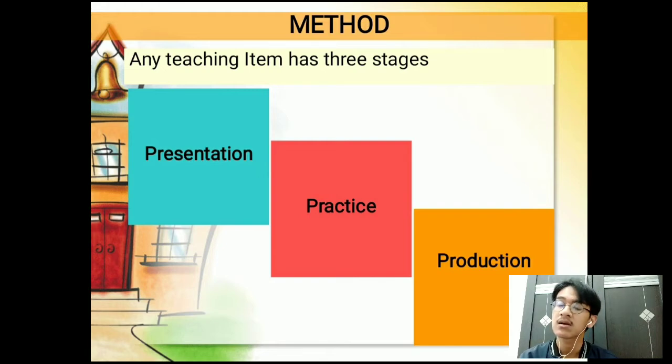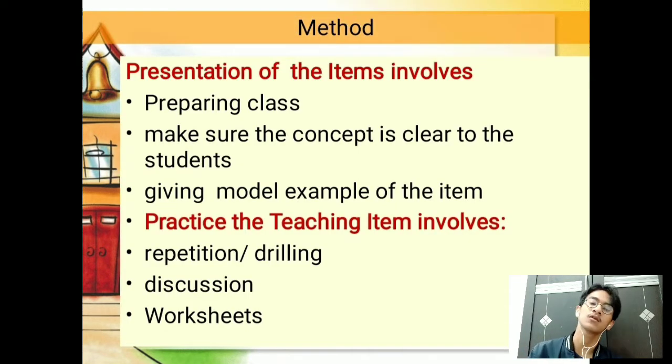And as you can see here in the method, there are 3 stages of teaching items. The first one is presentation, the second is practice, and the last is production. Okay, let me explain to you. The presentation means that you are able to prepare the class. You have to prepare anything that you need or what is necessary to do activities.